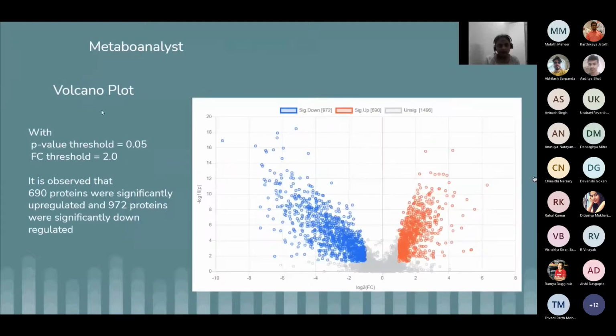Next, I have also taken the volcano plot from MetaboAnalyst. In this volcano plot, I have used a p-value threshold of 0.05 and a fold change threshold of 2.0. And from this plot, we can say that 690 proteins were significantly upregulated and 972 proteins were significantly downregulated. Some of these top proteins can also be used for STRING and Reactome analysis.